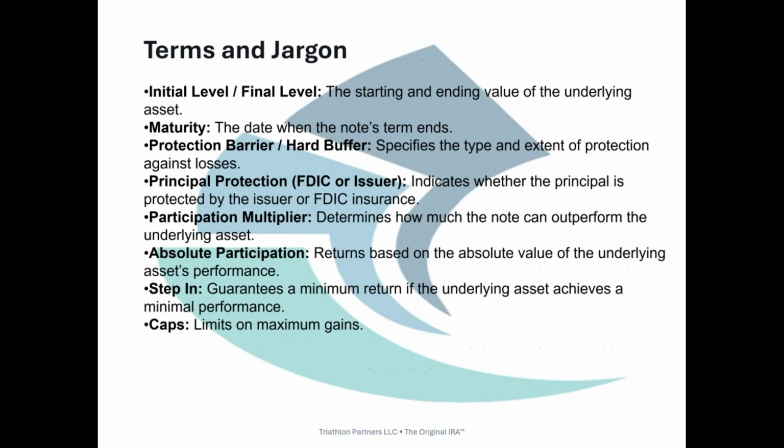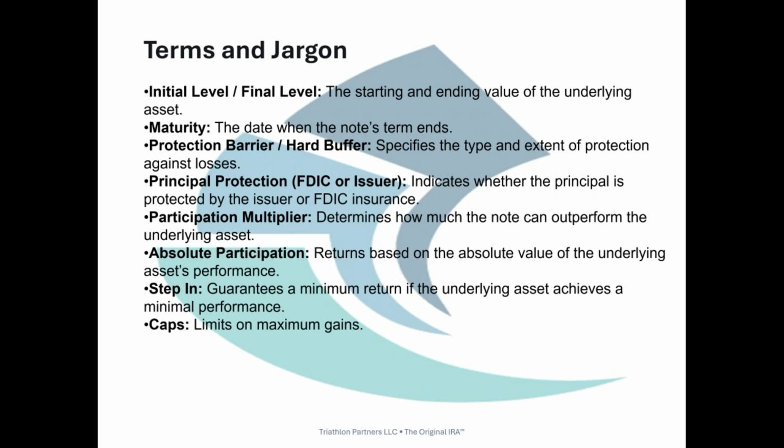There's a lot of defined terms and jargon associated with structured notes. There's an initial level or initial date, final level, final date. Maturity is the date or the length of time when the note ends. Notes have something called protection. There are different types of protection. Sometimes the protection is called a barrier, and sometimes it's called a buffer. Those are two different things. We also have principal protection, either by the issuer or FDIC insured, that's government insured, just like a CD.